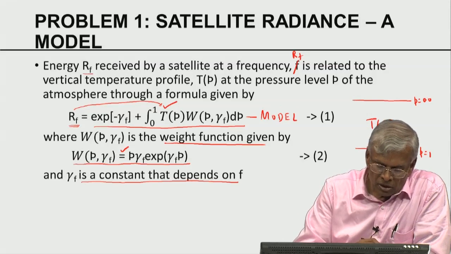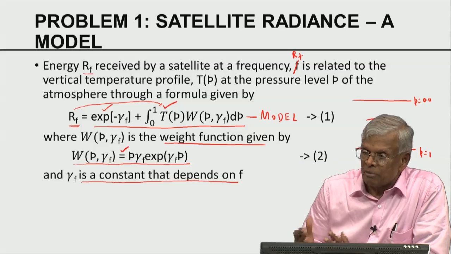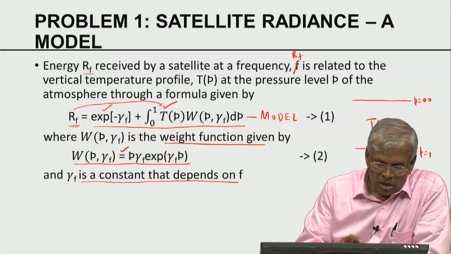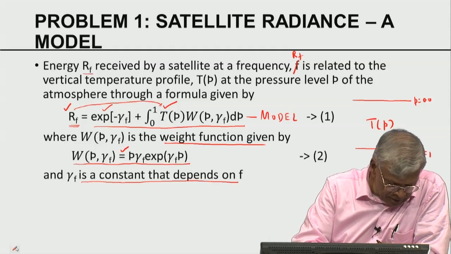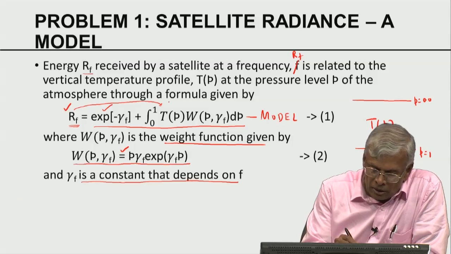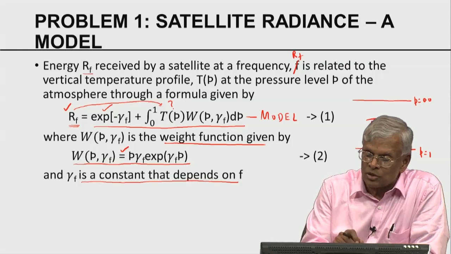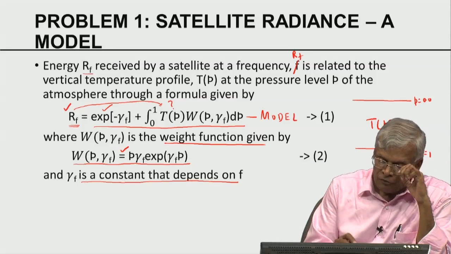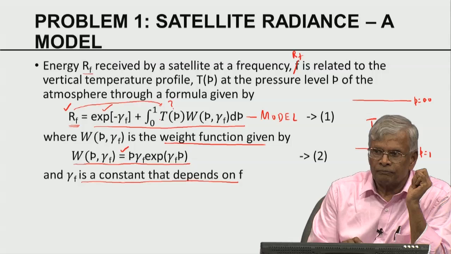W is known. This quantity is known because gamma f is known for a particular channel. So, gamma f is known, P is known. So, the weight function W is known, and R(f) is also known from the satellite measurements. I would like to be able to recover the temperature. So, knowing R(f) and knowing all the other things, I would like to be able to recover the temperature. That is what is called the temperature retrieval problem. Please understand, what is the forward problem? If I know T(P), I can recover R(f). That is the forward problem. What is the inverse problem? I know R(f), I want to find T(P). That is the inverse problem.